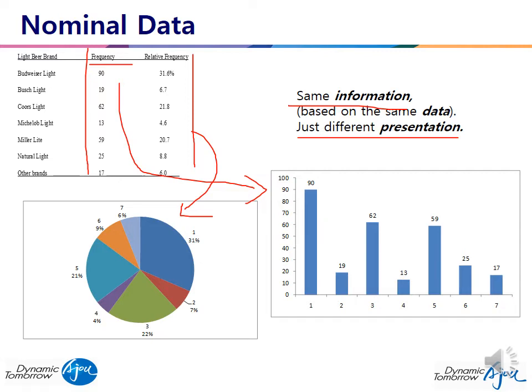So what? As you can see, with the raw data, we cannot get much information, but using descriptive statistics techniques, we can create this table, then we can create this chart. Which one is easy to see? These are easy to interpret, right?